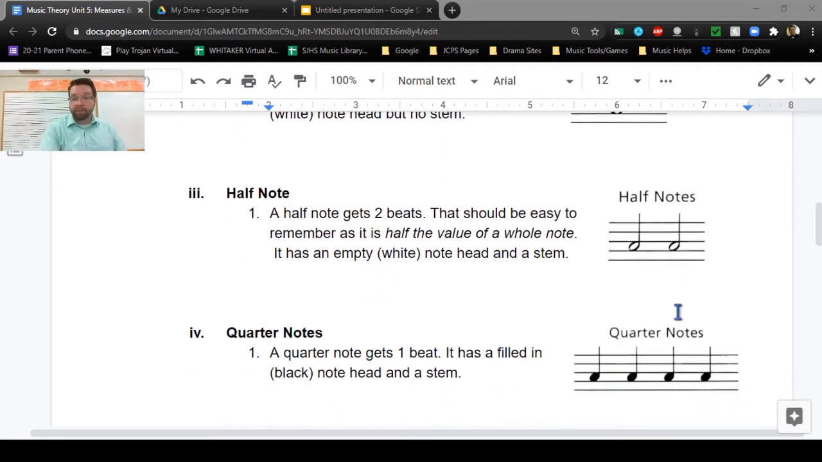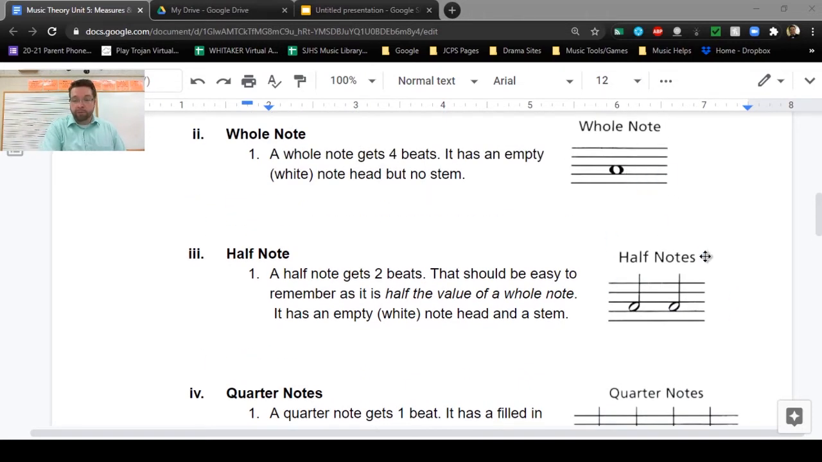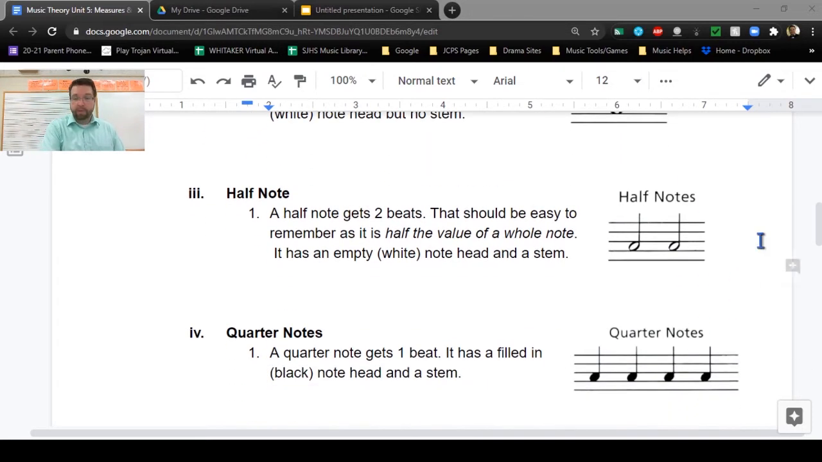Now we can divide it even further, and this is as far as we're going to go for right now. You can go even further in its division, but we're going to hold off on that until a later unit. So half notes. You divide a whole note into 2, you get 2 half notes. You divide a half note into 2, you get 2 quarter notes. A quarter note gets 1 beat, 1 pulse of that underlying pulse. That's what a beat is.